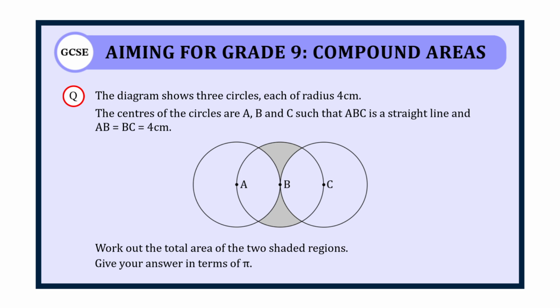So the question states that the diagram shows three circles, each of radius 4 centimeters. The centres of the circles are A, B and C, such that ABC is a straight line and AB is equal to BC, which is equal to 4 centimetres. Work out the total area of the two shaded regions and give your answer in terms of pi.